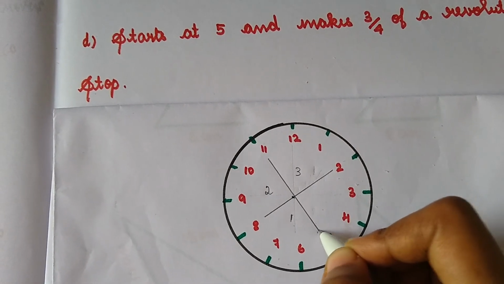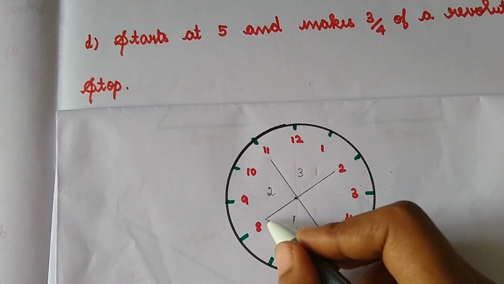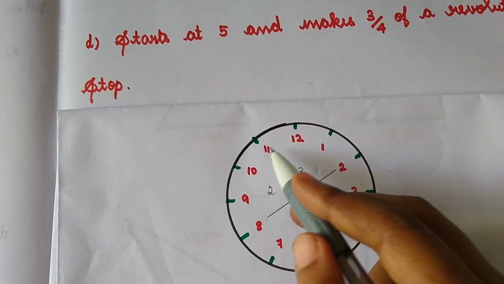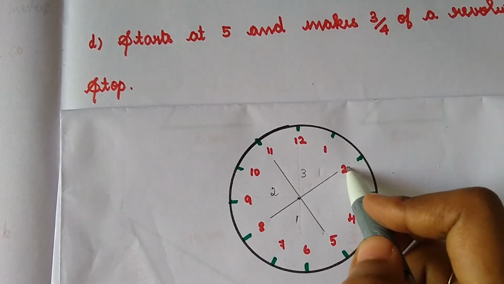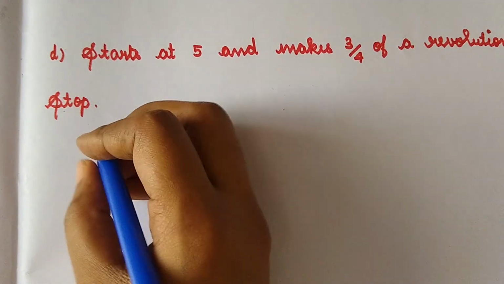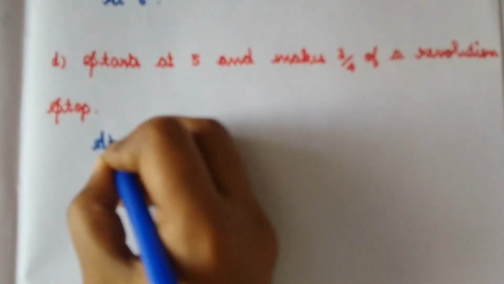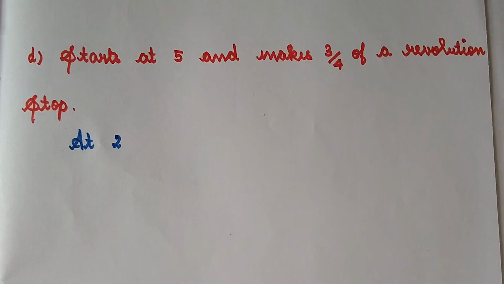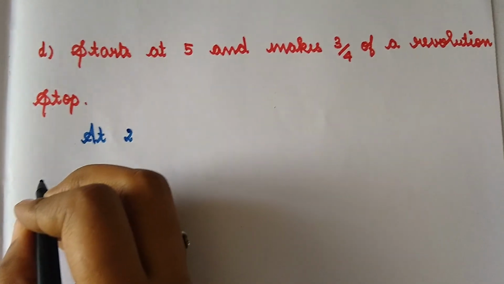One right angle is covered, 5 to 8. Next 8 to 11. Then 11 to 2. So it stops at 2. Stop at 2. Next we can move to the fourth sum.